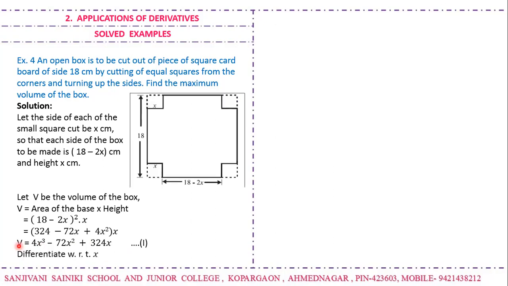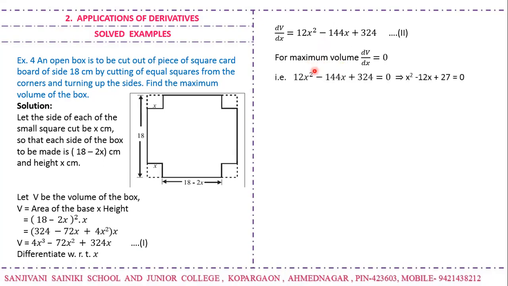Now we will differentiate this function with respect to x. So this is our dV by dx. For maximum value, dV by dx must be equal to 0, as the second derivative test tells us that for a maximum value the first derivative becomes 0. So equate it to 0 and find the roots of this equation. The roots are x equal to 3 and x equal to 9.